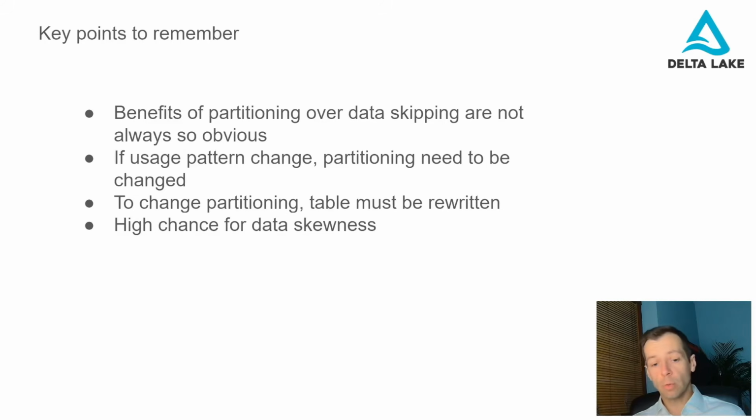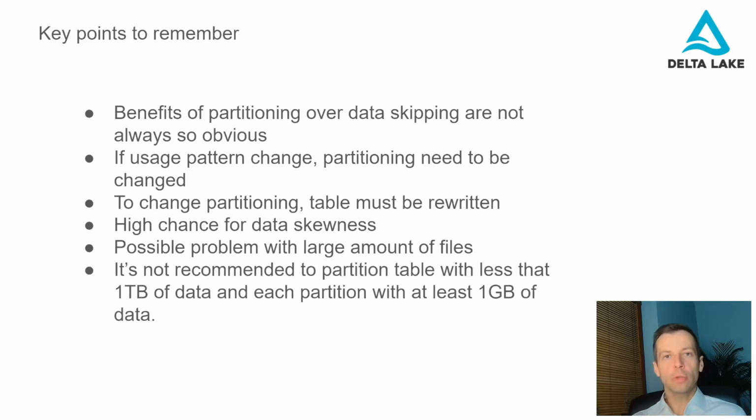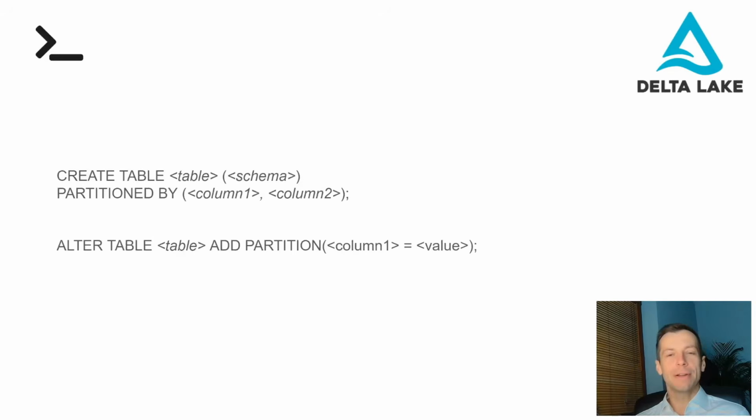Another problem is that when you choose a column, you can get data skewness, so you need to really pay attention to which column you choose. And whenever you are choosing more than one column especially, you need to be sensitive to the problem of small files. So the generic recommendation from Databricks is do not partition a table which has less than 1 terabyte of data, and whenever you are partitioning, make sure each partition has at least 1 gigabyte of data. And here is a summary of the main columns used in the previous notebook.